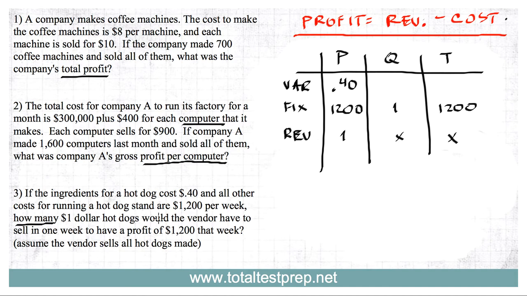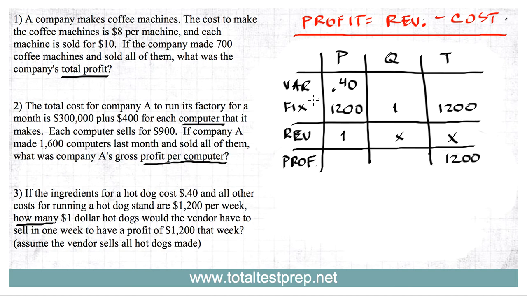The question is, how many of these will the vendor have to sell to have a profit of $1,200? We'll make a row for profit as well. So the profit here is $1,200. Where do I put that? It doesn't go in this column because this is the price per unit. So in this case, the profit per unit. We're going to put that here. We want a profit of $1,200. Let's make this a little nicer with these rows. We want a total profit of $1,200. So how can we figure that out?